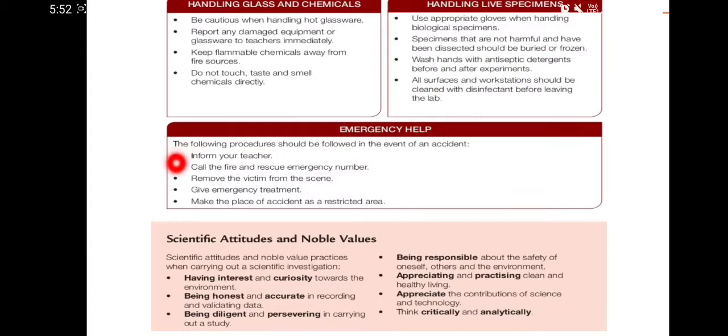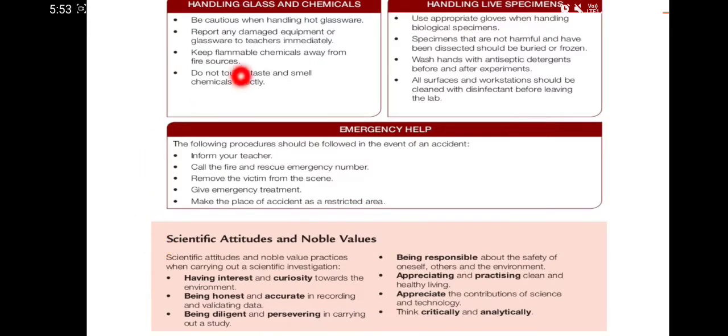Emergency help, inform teacher bila ada saja apa-apa emergency atau accident. Inform teacher. Okay, you can call the fire and rescue emergency number. Okay, remove victim from scene. Sekiranya ada victim, remove semua. Okay, give emergency treatment and make the place of accident as a restricted area.